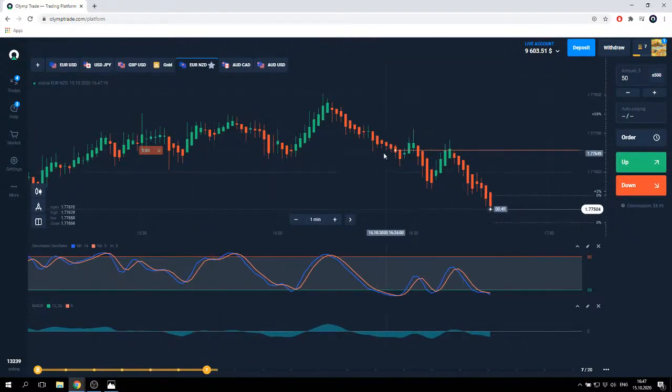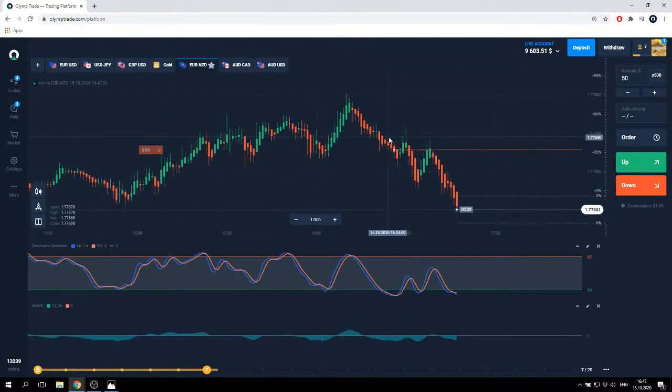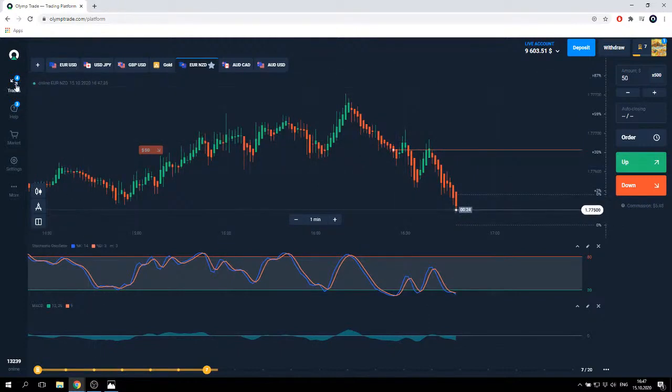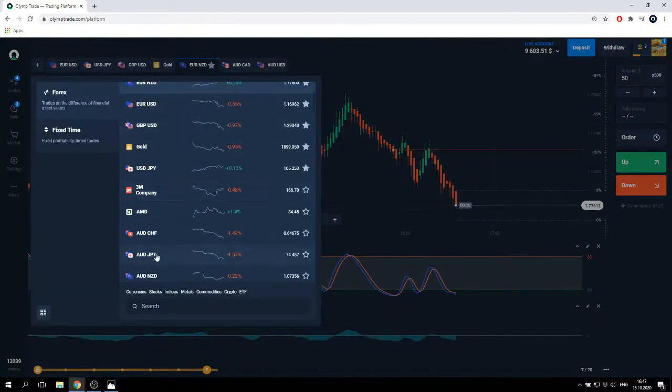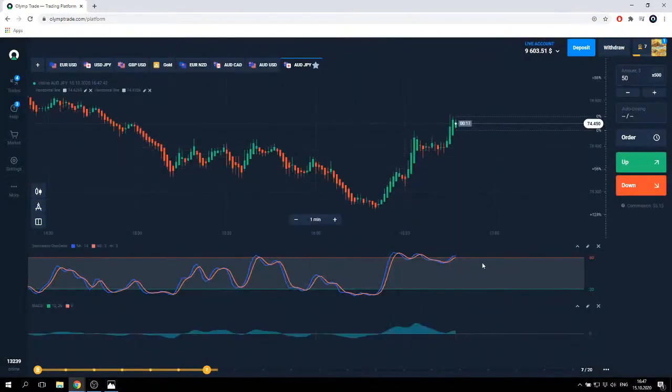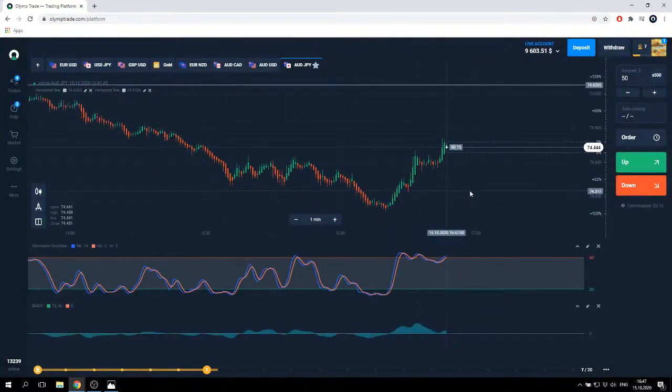This is Euro NZD. Definitely here on this one, I believe that our trend is going to go down. You see that the long-term trend is going down, and the intersection is happening here, and even the momentum is on the downside. But let's wait here. We can maybe check out a little bit more assets, maybe like AUD JPY, and see how it's reacting generally.